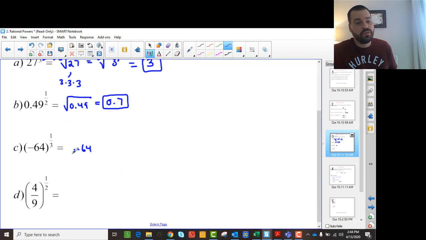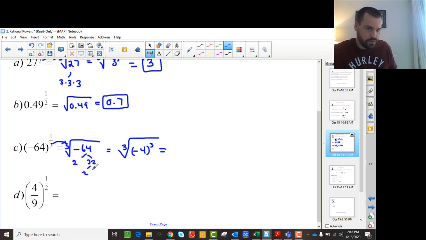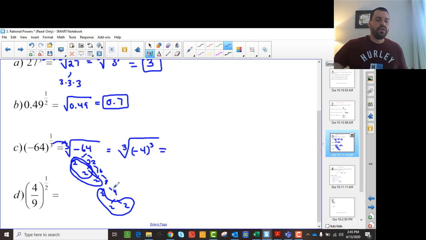Minus 64 to the 1/3 becomes the cube root of minus 64, again, because the denominator of the fractional exponent becomes the index. You may not recognize that minus 64 is minus 4 cubed, but if you prime factor it, you take 2, and that's 32, and then you can keep going down: 2 and 16, 2 and 8, 2 and 4, 2 and 2. Okay, so if we make groups, sorry, we need to make groups of 3. So we have a group of 3 there and a group of 3 there. So it's 2 cubed times 2 cubed, or just 4 cubed, because 2 times 2 is 4. It's 2 groups of 2 cubed, so it ends up being 4 cubed.